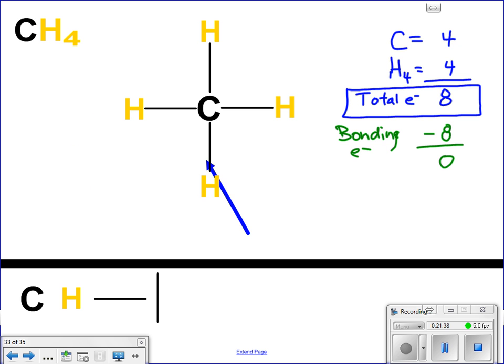Each hydrogen is touching one of the bonding pairs, so each of these hydrogens is quite happy because he only has 2 electrons. Carbon is supposed to have 8. 2, 4, 6, 8. So carbon is happy, and our total electrons, which was over here, are 2, 4, 6, 8. Same as what we counted for carbon. So that's how we do it, folks.